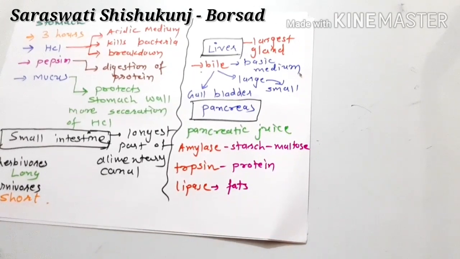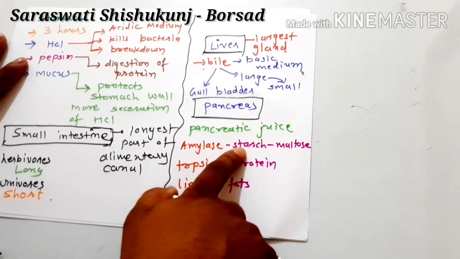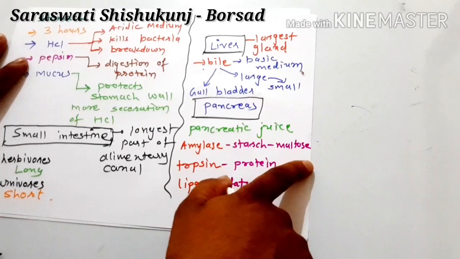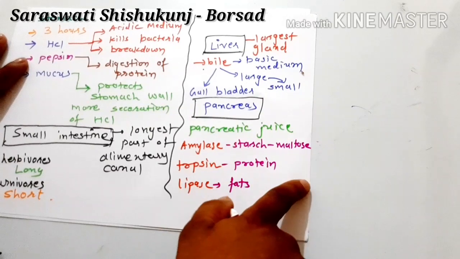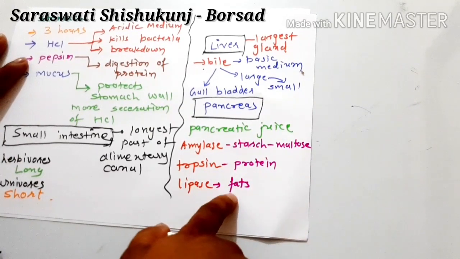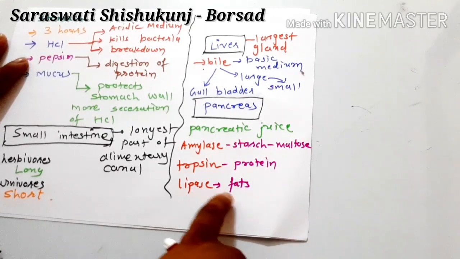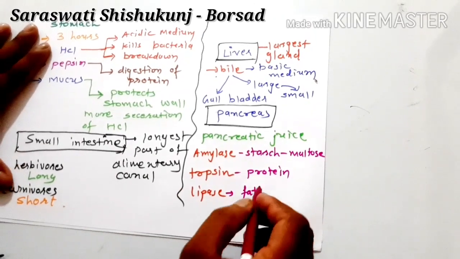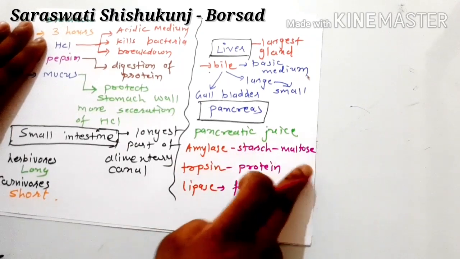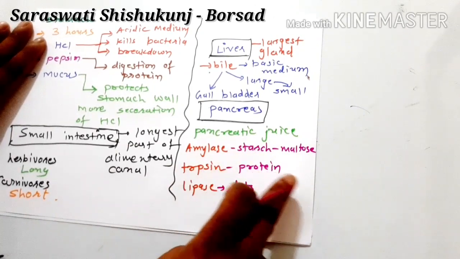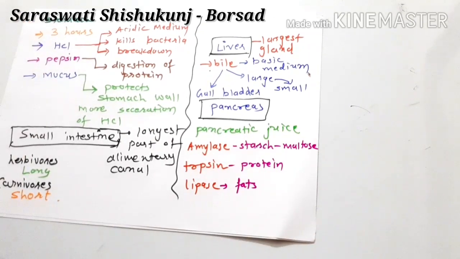See, this amylase, which is useful in digestion of starch, will convert it into carbohydrates. Trypsin, which digests protein, will convert it into amino acids, and fat will get converted into fatty acids. So again: amylase, starch to carbohydrate; with the help of trypsin, protein to amino acid; and lipase converts fat into fatty acid.